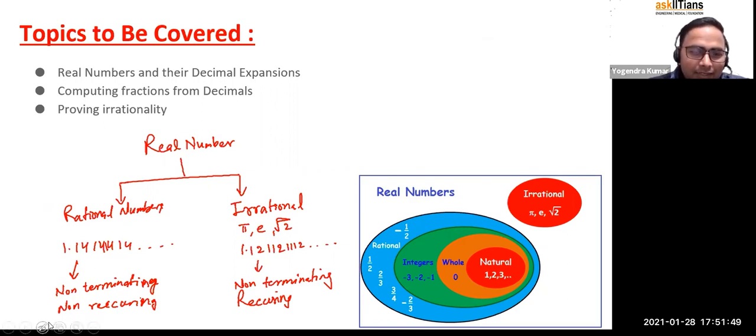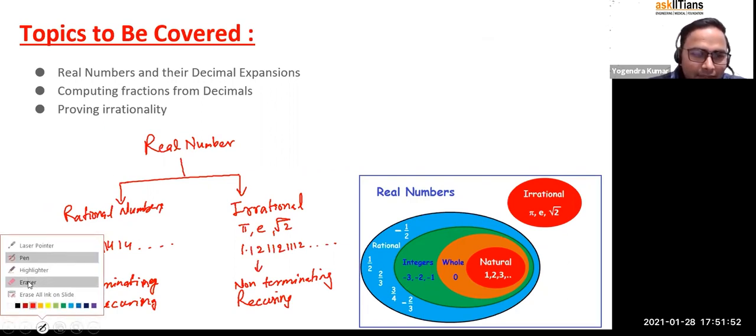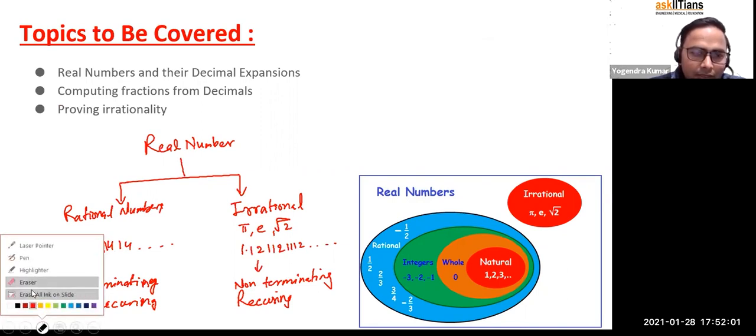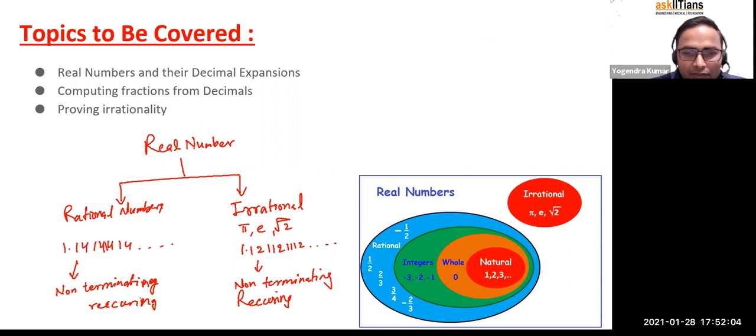Sorry, one second, I want to clarify here. This is recurring, as you can see, it is repeating 1 4 1 4 1 4. I made a mistake there, so please correct it, and I apologize for that. This one is non-recurring. I hope you're understanding this. This one is recurring, meaning repeating. Instead of recurring, you can use the word repeating also here.